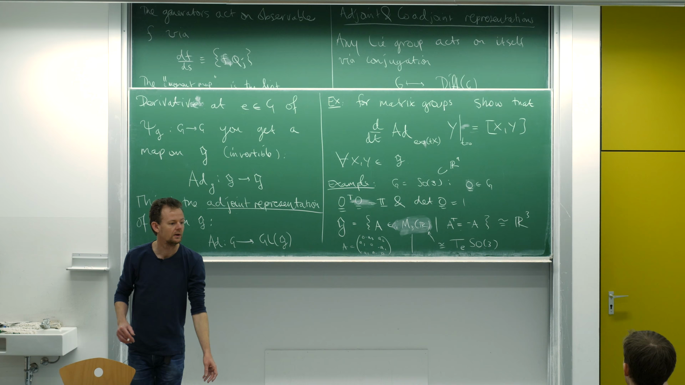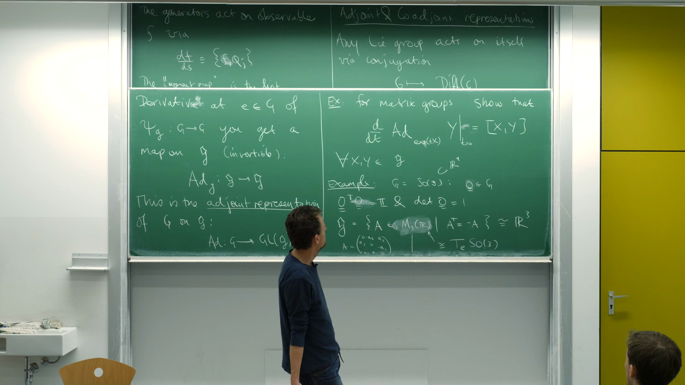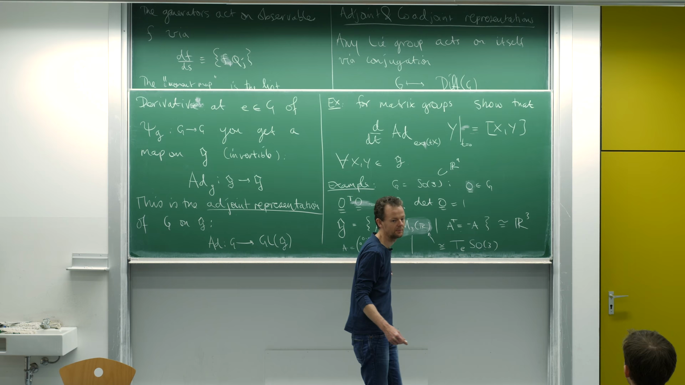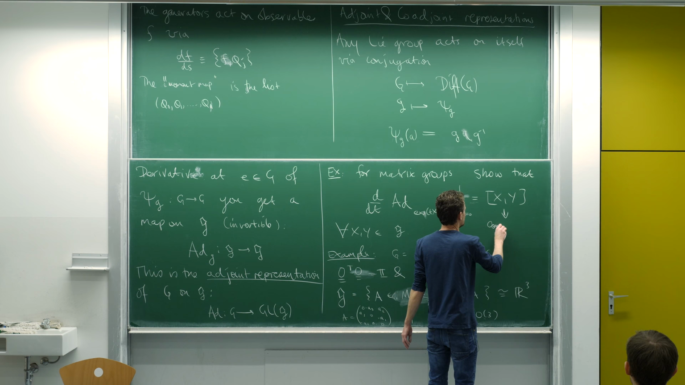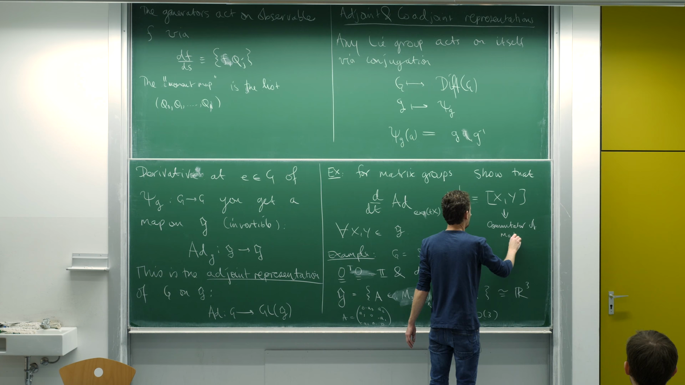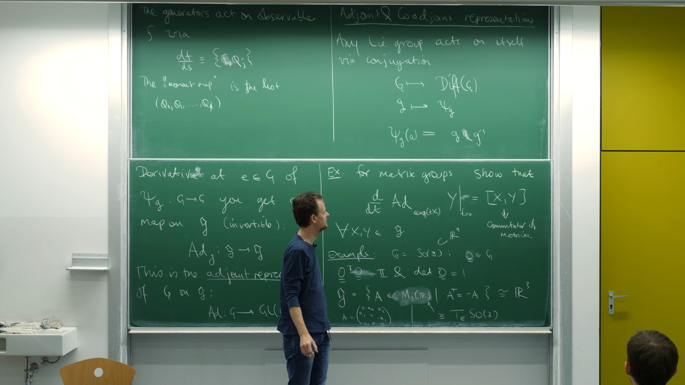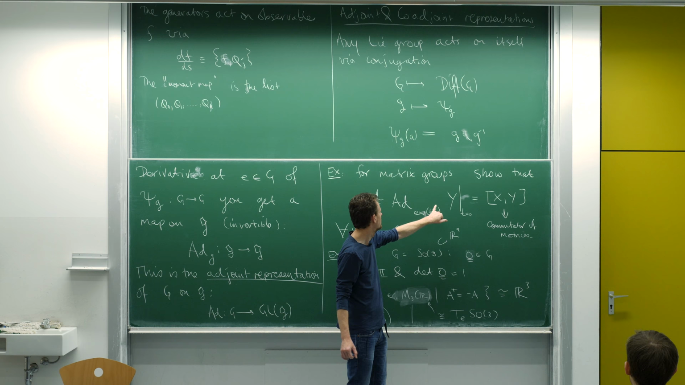Yeah? Question. So this bracket up there is to be understood as the Lie bracket of vector fields, or? Okay, right. So the question is, how are we to understand this bracket up here? It is actually the commutator of matrices. See, this is a matrix, this is a matrix. Are we implicitly using the canonical basis in some way? I don't see, this is a basis independent expression.